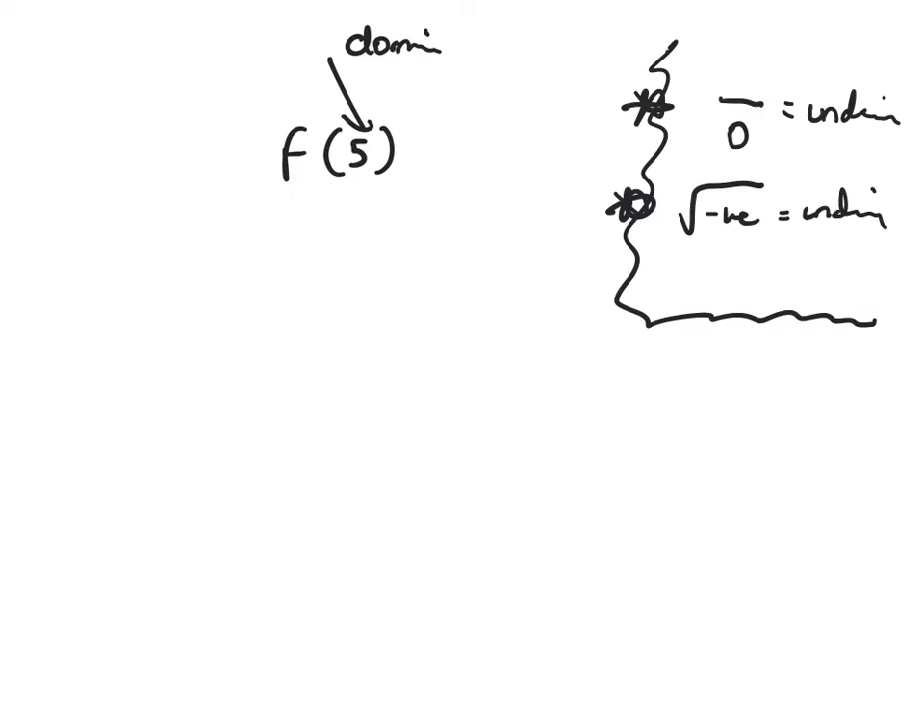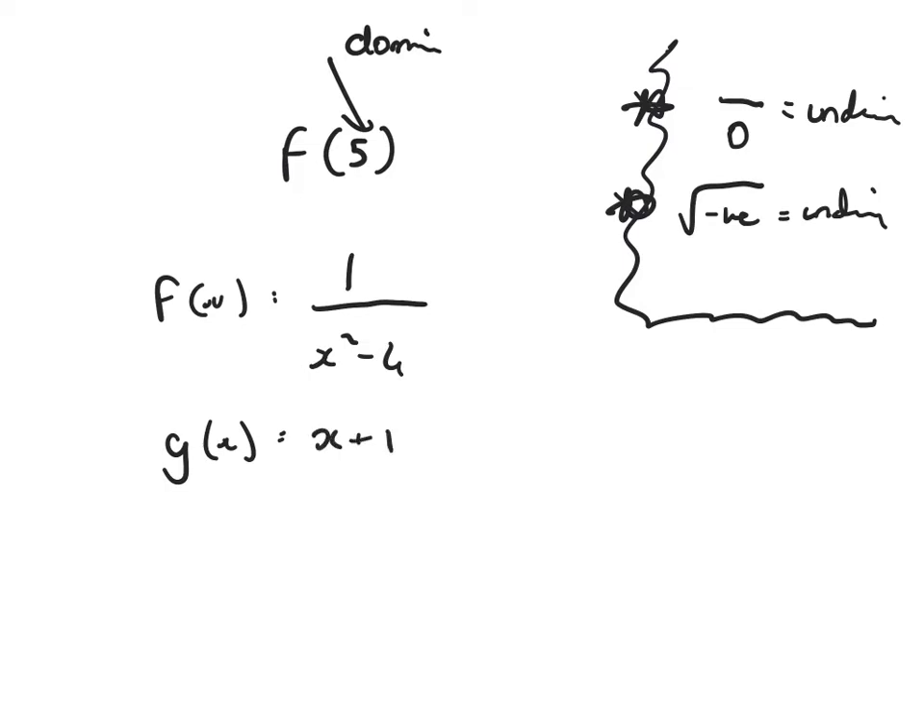Okay, so let's start with a question as follows. The functions f and g are defined in suitable domains by f of x equals 1 over x squared minus 4, and g of x is x plus 1. Okay, the first question says find h of x, which is given by f of g of x. Okay, so that's part A.